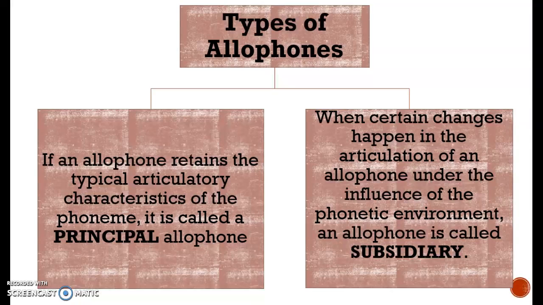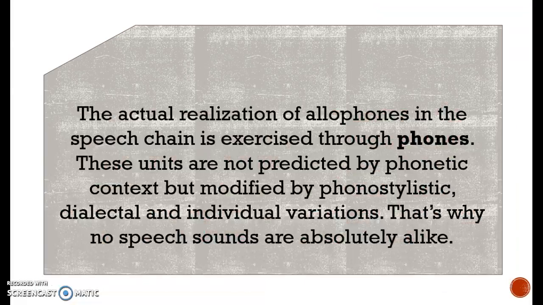So if an allophone retains the typical articulatory characteristics of the phoneme, it is called a principal allophone. But when certain changes happen in the articulation of an allophone under the influence of the phonetic environment, the allophone is called subsidiary. The actual realization of allophones in the speech chain is exercised through phones.